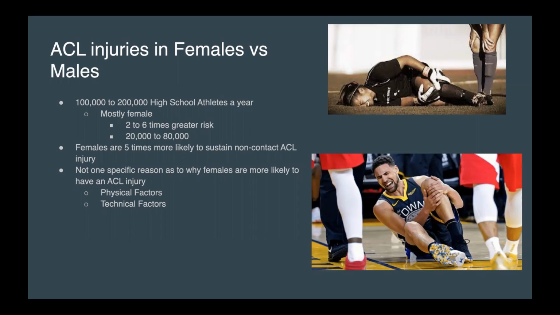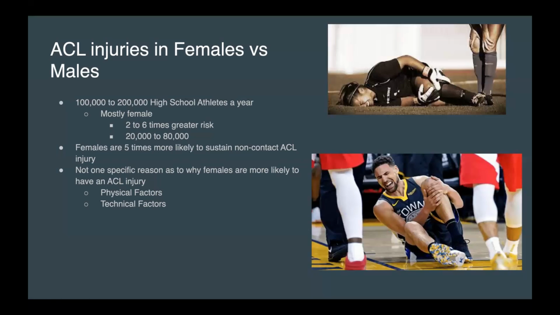Females are 5 times more likely to sustain a non-contact ACL injury, meaning in sports like swimming, track, cross country, softball, those kinds of things. So you're 5 times more likely if you're a female to have that ACL injury, unlike if you were a male, you wouldn't have that greater risk.